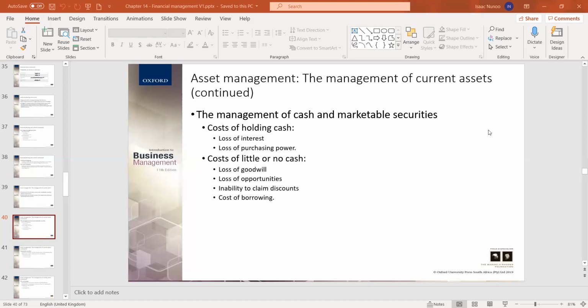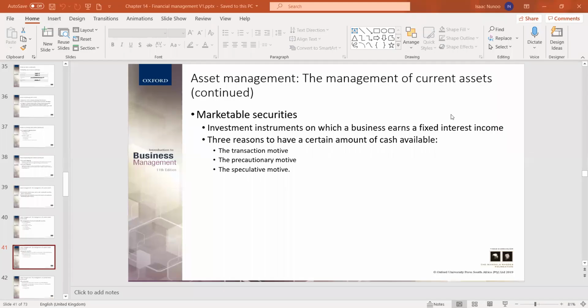Then you can also talk about the cost of borrowing. A shortage of cash may force a business to raise money at short notice at expensive rates. So either you hold on to cash or you hold marketable securities. Marketable securities are investment instruments on which businesses earn a fixed interest income. This is what we call an interest-bearing asset. You invest money into securities, bonds, and other instruments.